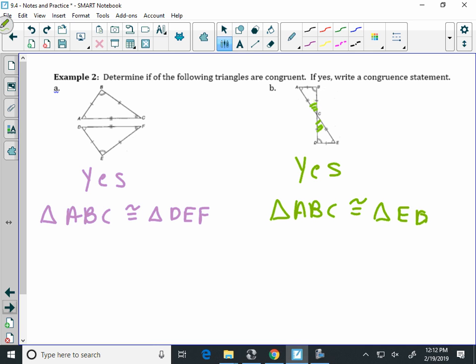This main part is just to talk about naming things congruent and how you have to go in order. Order matters. And then follow the same pattern. Go ahead. Try.